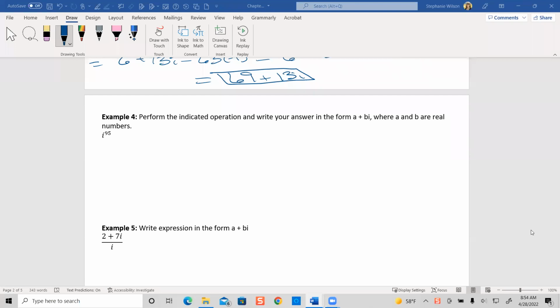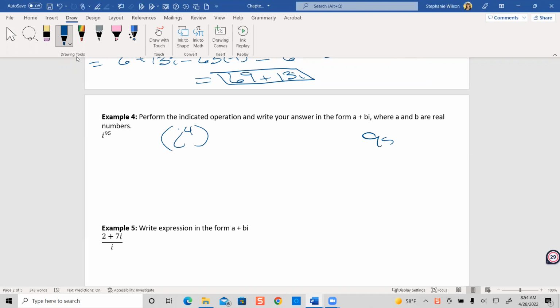Now let's solve example 4. Example 4 says I have i to the 95th. At the beginning I talked about how if we have i to the first, we get i, and it goes down to i to the fourth, which is 1, and it repeats. This was very important because if I can write this as a power of i to the fourth, I know whatever is inside here will be 1, because i to the fourth is 1.